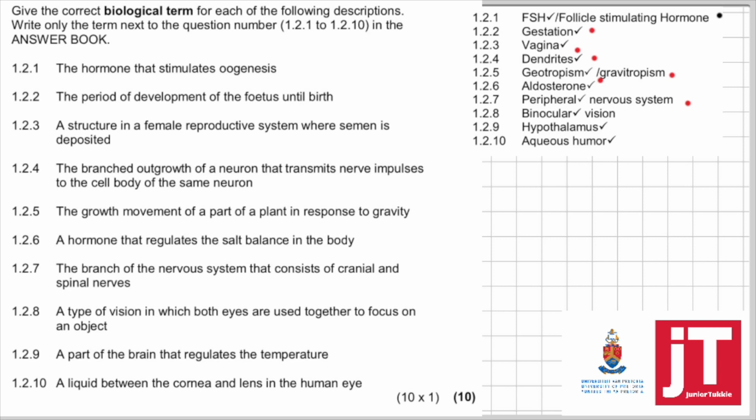The type of vision in which both eyes are used together to focus on an object, binocular vision. 1.9. A part of the brain that regulates the temperature, hypothalamus. And 1.10, the liquid between the cornea and the lens in the human eye, aqueous humor.